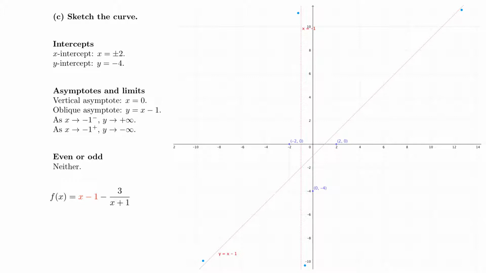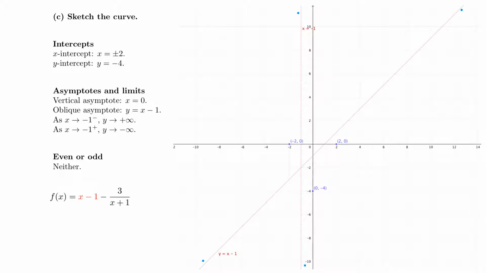To have a clearer picture of why it approaches y is equal to x minus 1 from below, let's take a look at our decomposed function f of x is equal to x minus 1 minus 3 over x plus 1. Notice that for every x greater than negative 1, we are subtracting some positive value away from x minus 1, and as x increases, this value being subtracted decreases. This shows why the function converges to x minus 1 from below for x greater than negative 1.